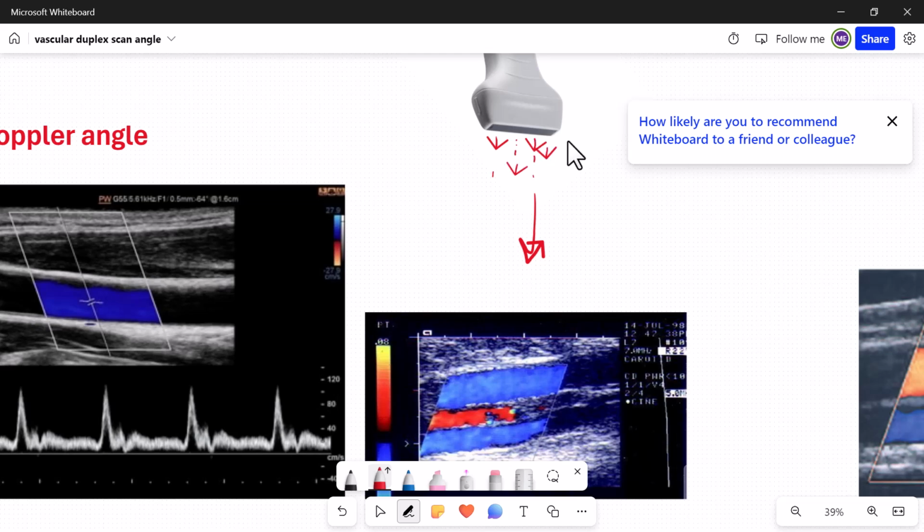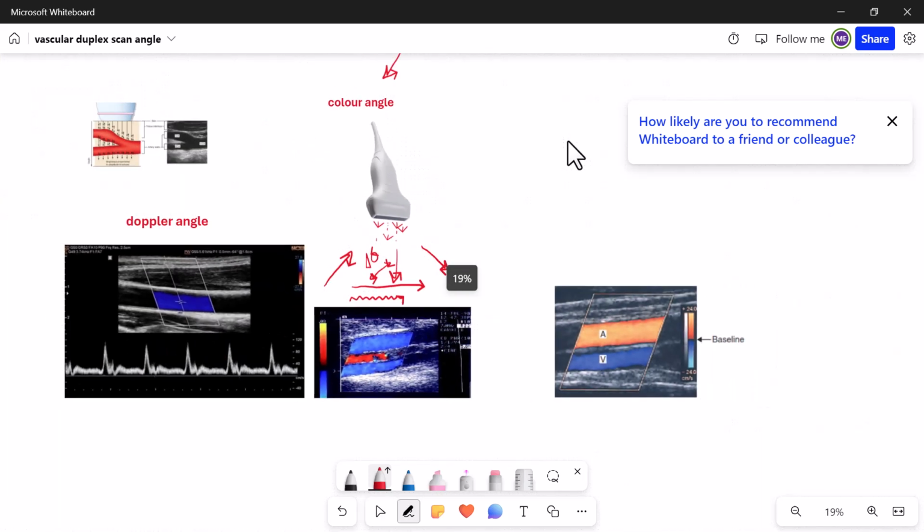And with this beam, when it comes to the tissues, you have here an angle which is 90 degrees. So the blood vessels, the RBCs, are going parallel to the probe. So it is not going to the probe or going away from the probe. And when you have this perpendicular angle, you will not get an image. And this is important.